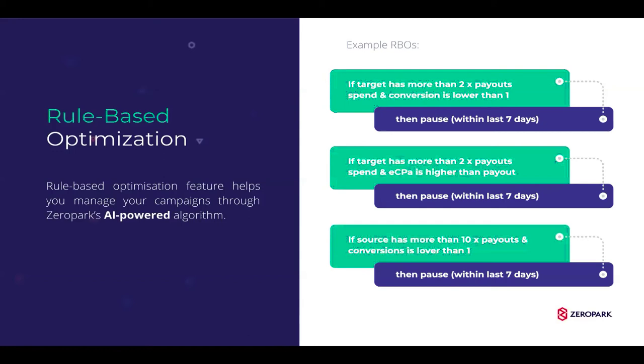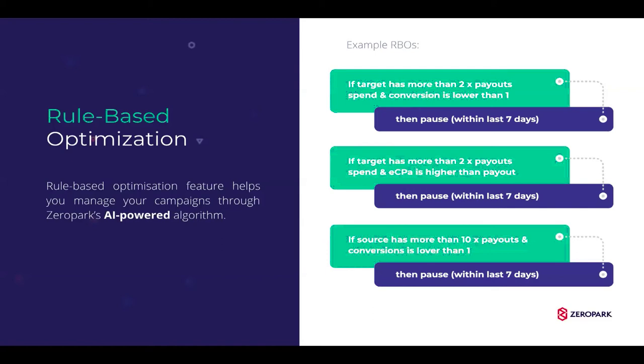So with our rule-based optimization, you can set specific parameters to make sure that the campaign is running efficiently, to help you in the best way possible. We've got some examples here. For example, if a target spends more than 2 times the payout and conversions are lower than 1 within the time limit, then pause it.